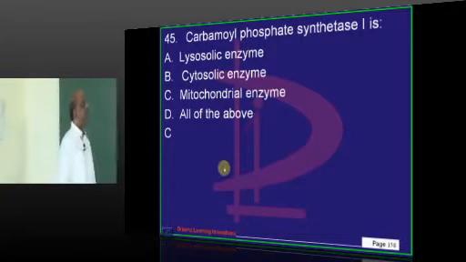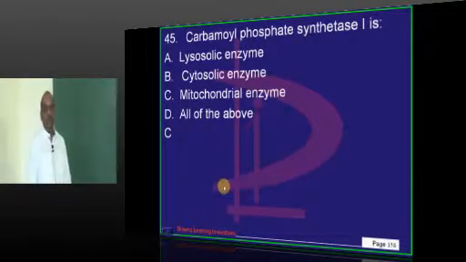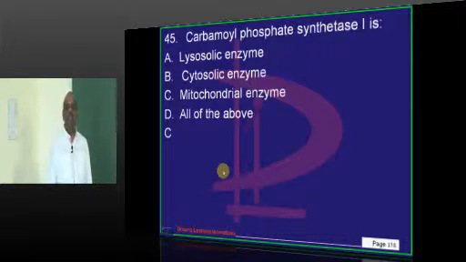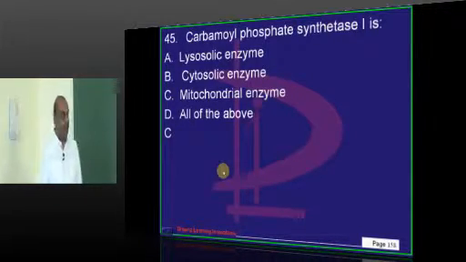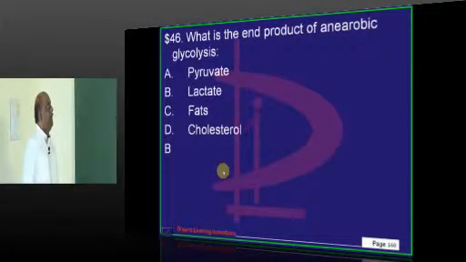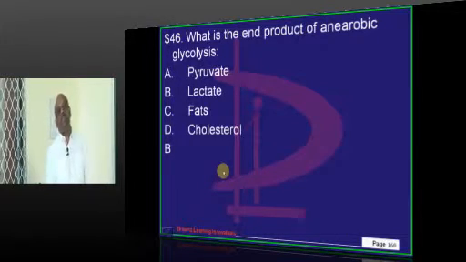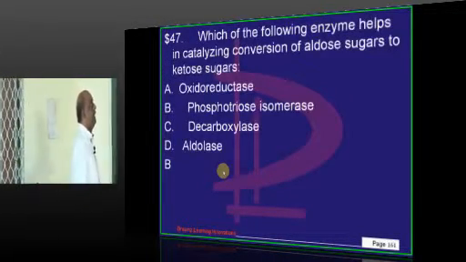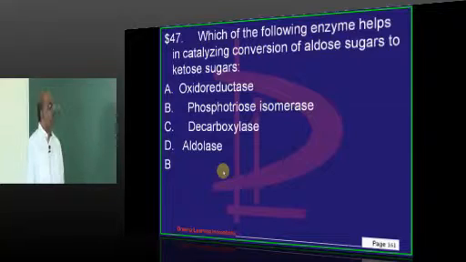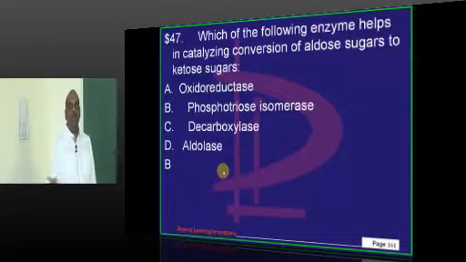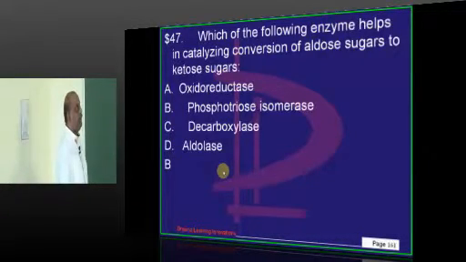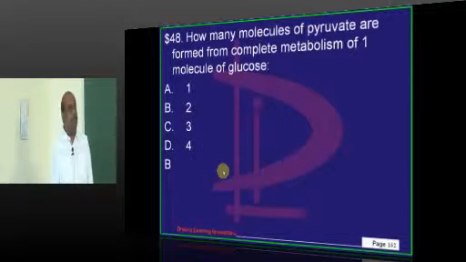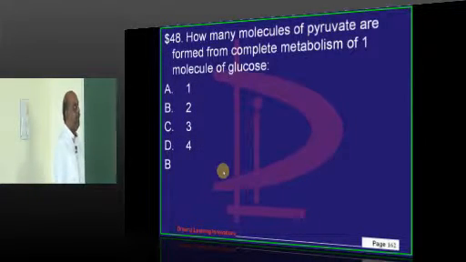Carbamyl phosphate synthase is basically a mitochondrial enzyme which is found in the case of the urea cycle. Then anaerobic glycolysis produces lactate, you all know very well. Then aldose to ketose sugar transformation is phosphotriose isomerase, the name itself indicates.